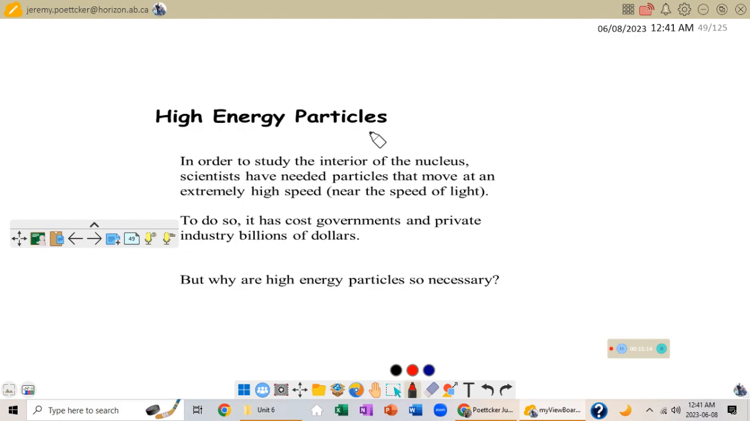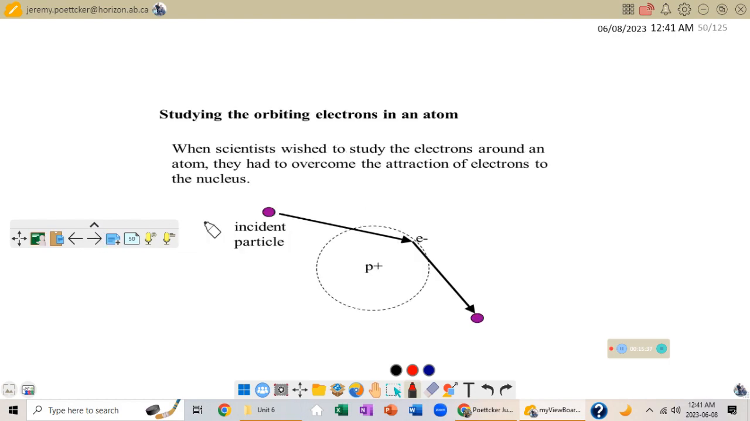Now, you also have to think about high energy particles here. If we want to study the interior of the nucleus, scientists need particles that are moving at a very high speed, like near the speed of light. This has been costing millions initially, and today, billions of dollars. But why do we need these high energy particles? Initially, when scientists wished to study electrons around an atom, they had to overcome the attraction of electrons to the nucleus.